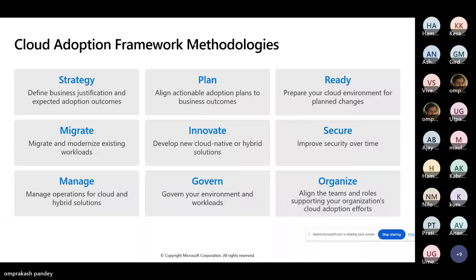Now, if you see security, management, governance, these are mentioned as next stages or next steps, but it is not a next step. It's actually a parallel step. So while we are doing the strategy, while we are doing the planning, parallelly we'll be creating options for security. Even when we are doing migration, right?